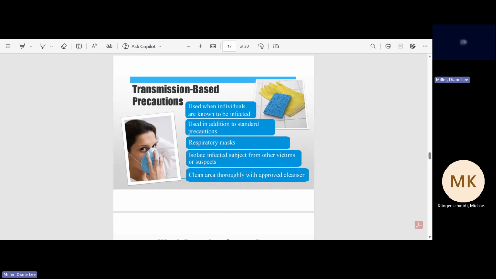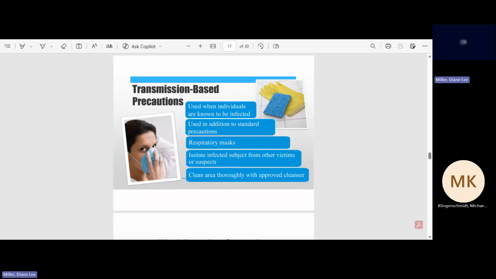For example, if somebody is coughing and they have a fever and they've recently traveled out of the country or been in a high-risk environment, we may be concerned about tuberculosis. And so we would want to wear appropriate N95 masks with them. Versus someone with an open wound, we want to make sure that we're doing the standard precautions. We want to try to isolate infected subjects from other people as much as possible.